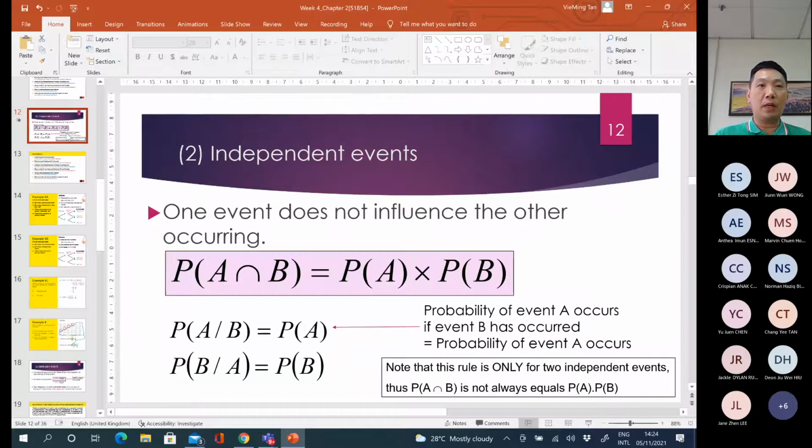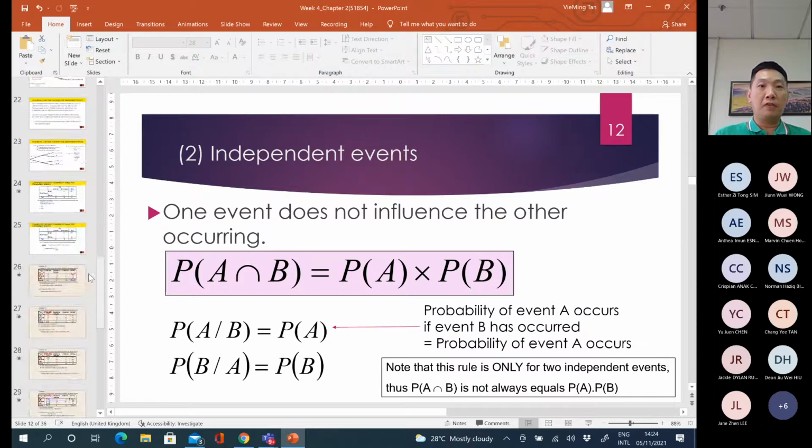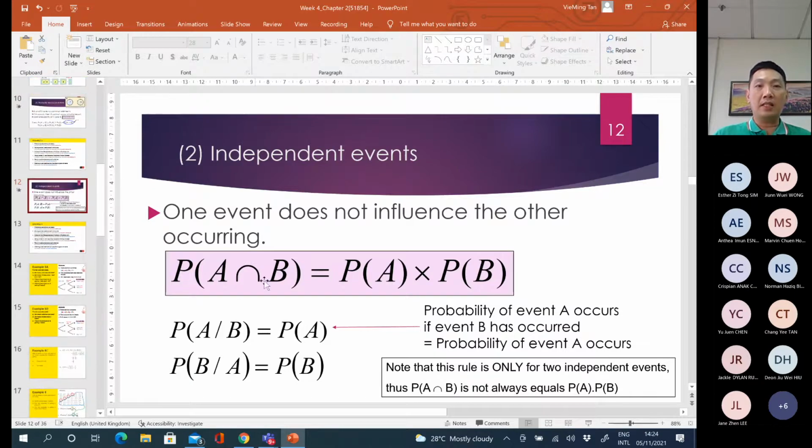So for independent events, what are the main characteristics? For independent events, A intersect B is equal to probability A multiply probability B. This is the main characteristic of independent events. So the formula is probability A multiply probability B for the A intersect B equation.